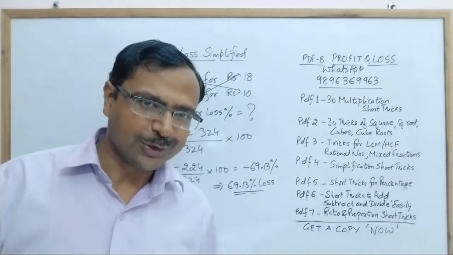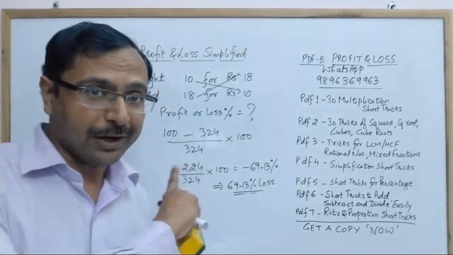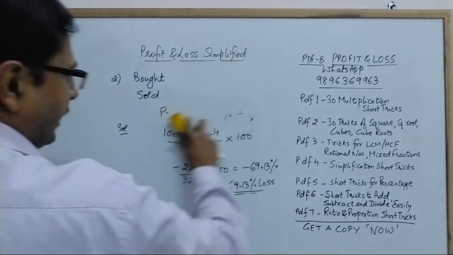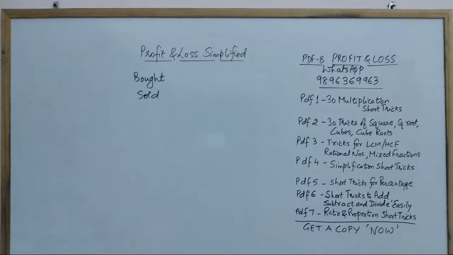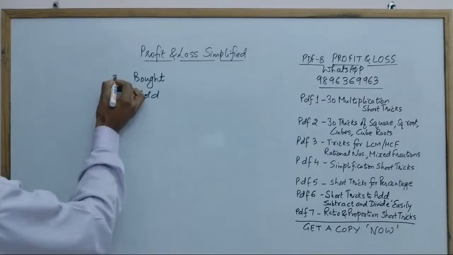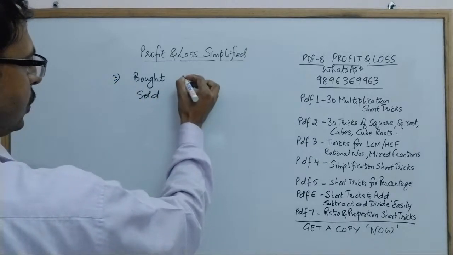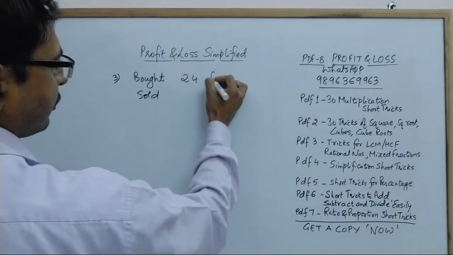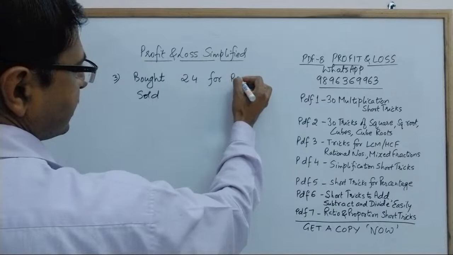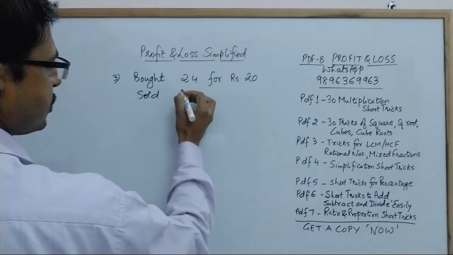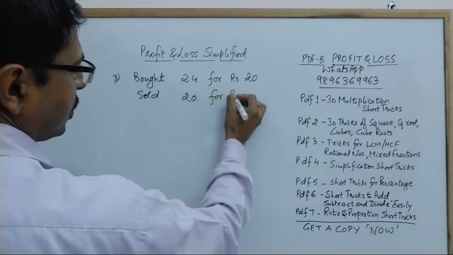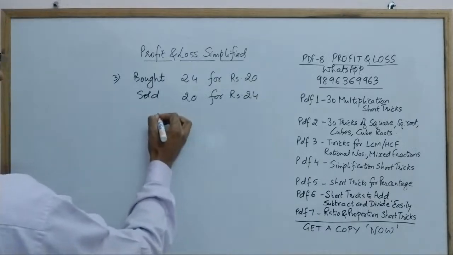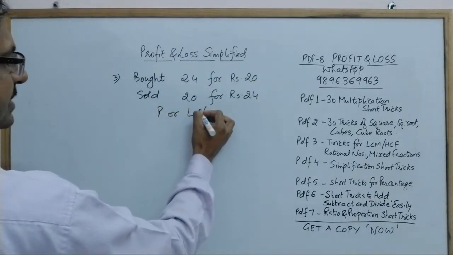I need to give you one more question of this kind. I think now everybody knows the short trick, so you need to solve it quickly now. Let's see question number 3 for today. I am just changing the quantities now, and everybody will answer this question. So question number 3 for today: bought 24 for rupees 20 and sold 20 for rupees 24. Now again you need to find the profit or loss percent.